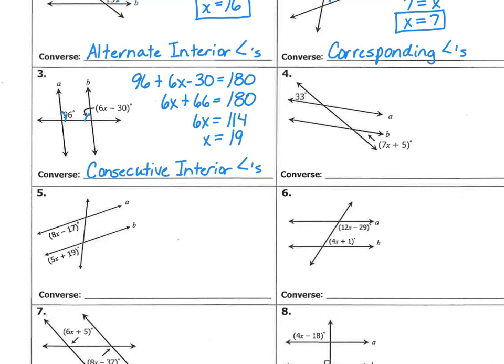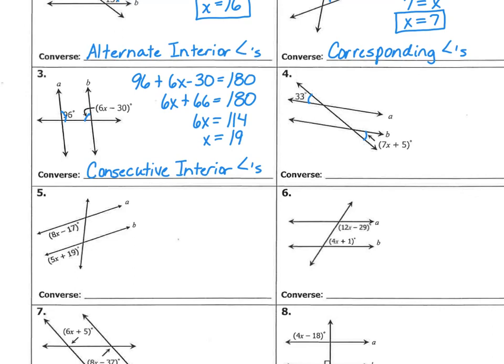Finally, we'll look at number 4. So we have this 33-degree angle here, this angle with a measure of 7x plus 5. This may be a little bit tricky to see, but those are actually alternate exterior angles. So if alternate exterior angles are congruent, then lines are parallel.